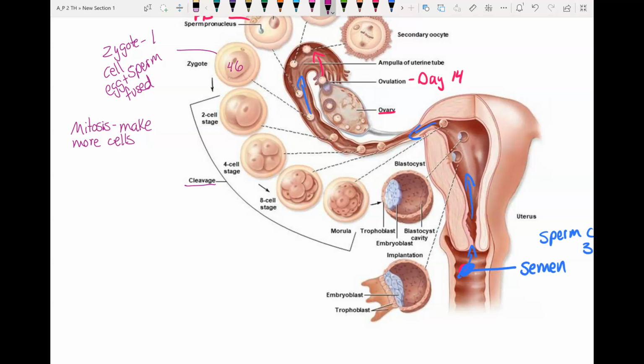But look at the size of the cells. The cells are not growing. So you start off with 2 large cells, then you get 4 cells that are a little smaller, 8 cells that are a little smaller. With each division, the cells get smaller. So you're making more cells, but there is no growth. This is cleavage. So you spend about 1 week traveling through the fallopian tube and doing cleavage.